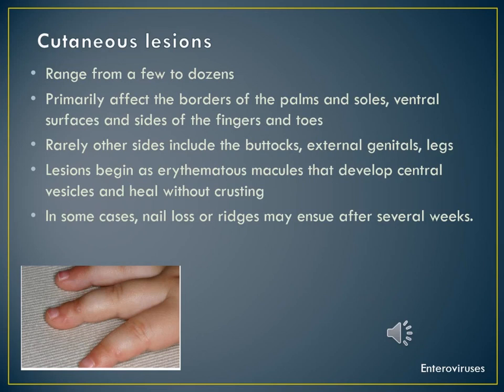Cutaneous lesions of hand, foot, and mouth disease range from a few to dozens. They primarily affect the borders of the palms and soles, ventral surfaces, and sides of the fingers and toes. They rarely include the buttocks, external genitals, or legs. Lesions begin as erythematous macules that develop central vesicles and heal without crusting. In some cases, nail loss or ridges may ensue after several weeks.